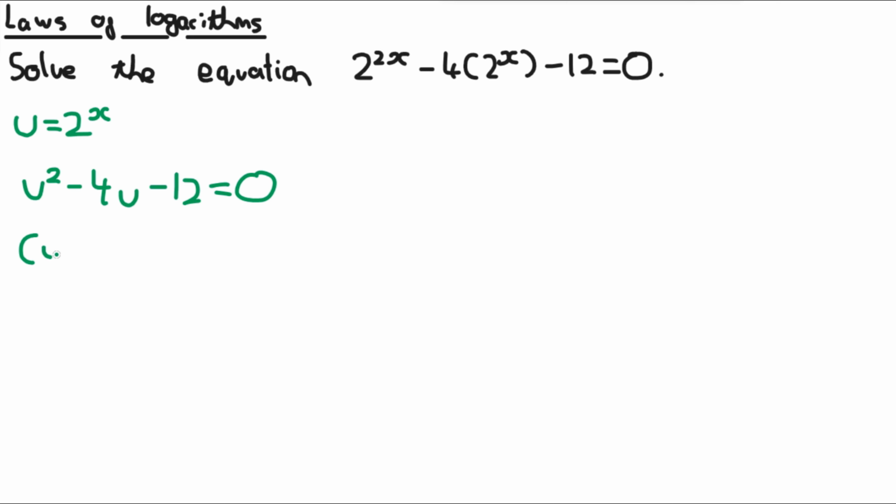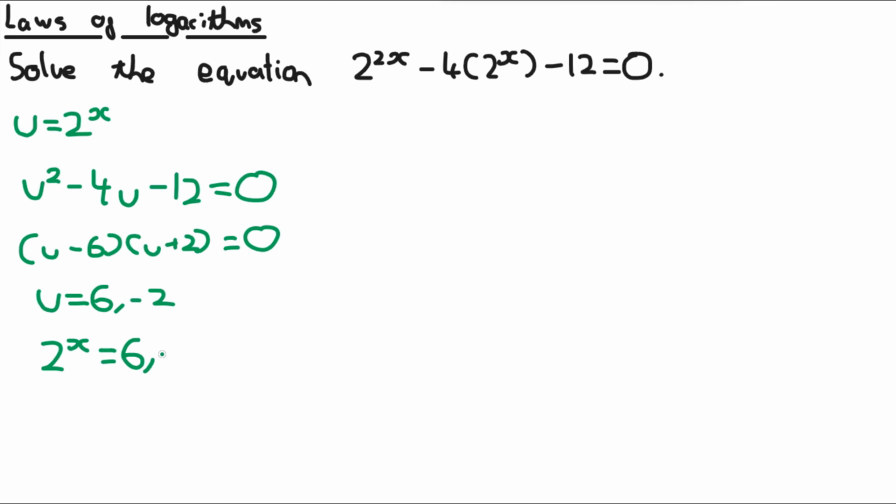I'm just going to do it by factorising with the u here, and the u here is equal to 0, then this is minus 6, and this is plus 2. So therefore, u is equal to 6 and minus 2, and therefore, as u is equal to 2 to the x, we just sub this back in. 2 to the power of x is equal to 6 and minus 2, and then we can solve it from here. So 2 to the power of x firstly cannot be equal to minus 2 because a power cannot be a negative number, but 2 to the power of x can be equal to 6.